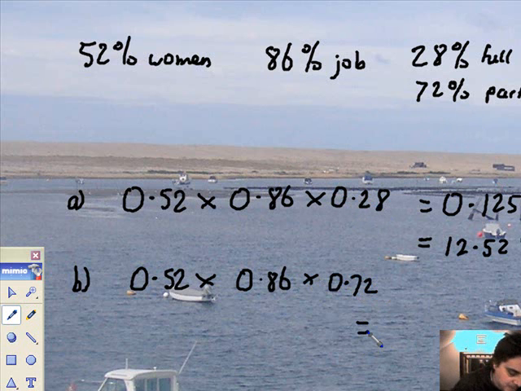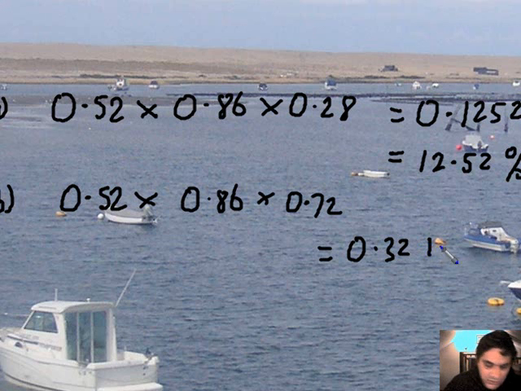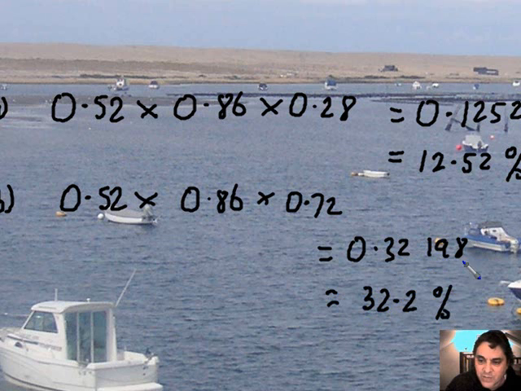Let's get an answer. 0.52, that's your women, multiplied by 0.86. These are those who work, multiplied by 0.72. This is the part-time. These are the part-time workers. 0.32198. That's approximately 32.19. Oh, let's go to 2, shall we? So that will push it up to 0, and that will become a 2. Yeah, I'm going to go for 32.2% of women in the town work part-time.